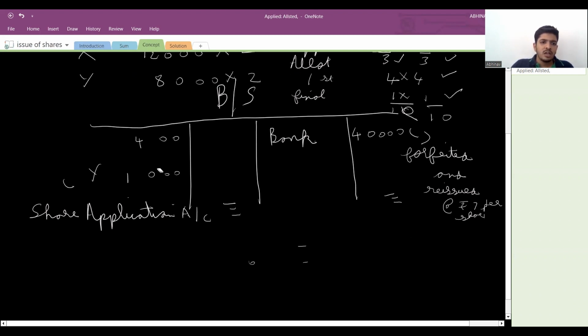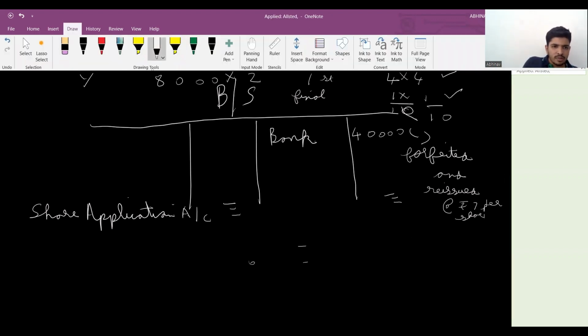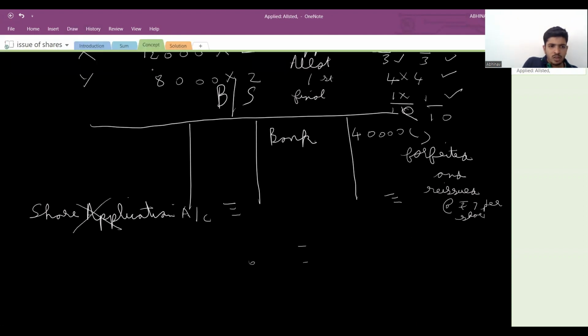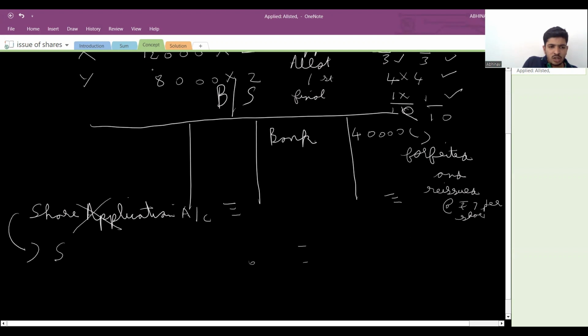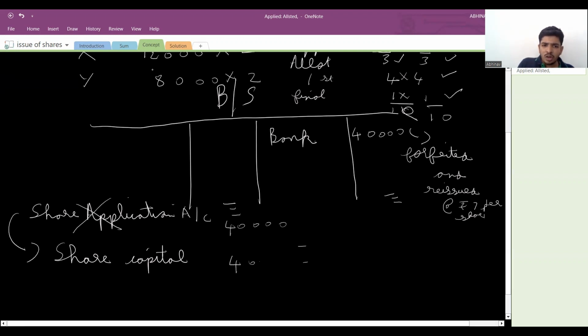the company cancels the share application account and transfers their 40,000 rupees into an account called share capital account. Now, share application account was created in order to keep a note of people who are applying. It's a temporary account. Now, the company has made X and Y part owners. It has agreed to their application. It's confirmed that yes, you have become part owners. So, the next entry is once it confirms they're part owners, now this 40,000 rupees in this account will get transferred to share capital account. Correct?